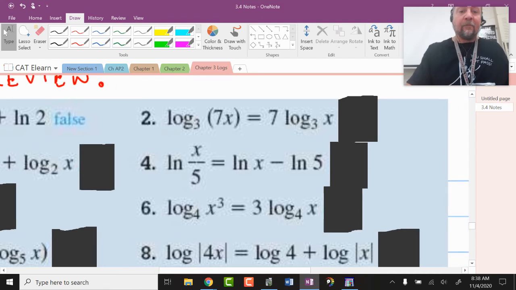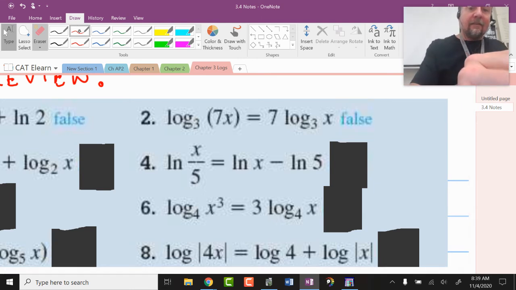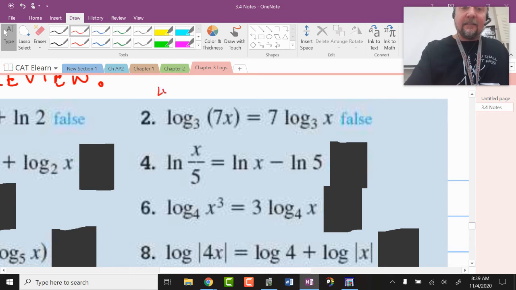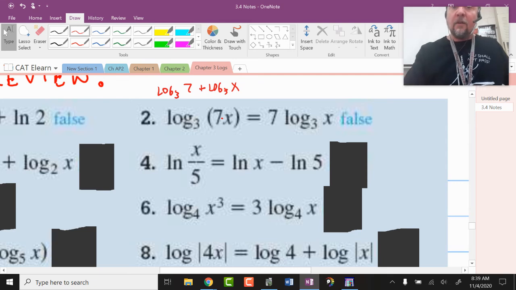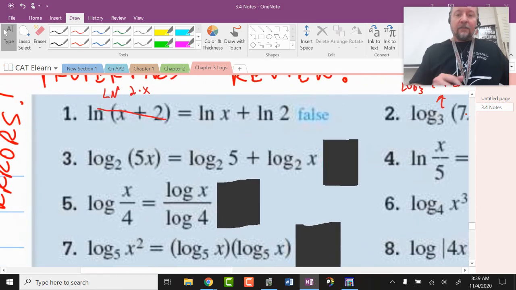Oh, this is fun. Number 2, true or false? And the answer is falsaroonie. All right, there's two ways of looking at this. Either this is log base 3 of 7 plus log base 3 of, that's true, using the sum rule for a product turning into a sum of two different logarithms, or this is equal to log base 3 of x to the 7th using the power raised to a power rule. That is not what's going on with this at all. So this equals this equals this. These two do not equal. Isn't this fun?